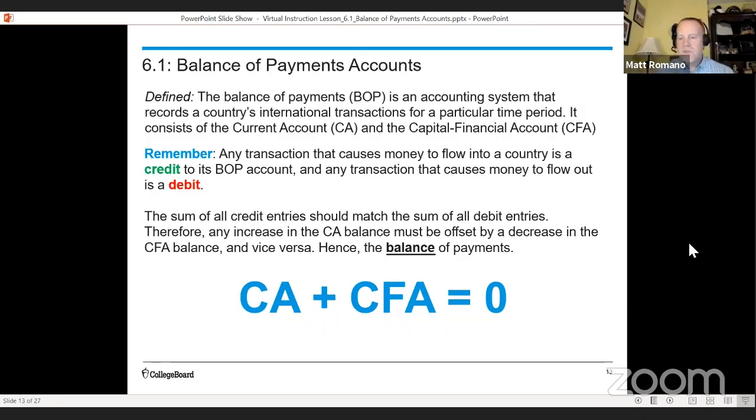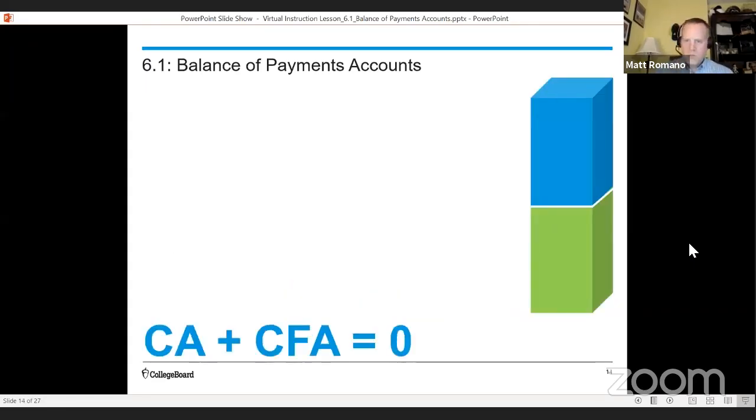We can take that as fact, but again, you're in AP Macro. Let's take the next step and understand why. Why must there be these offsetting effects? Well, let's go there. All right, so here is a little visual that I had a little trouble wrapping my head around, but I think it's helpful.